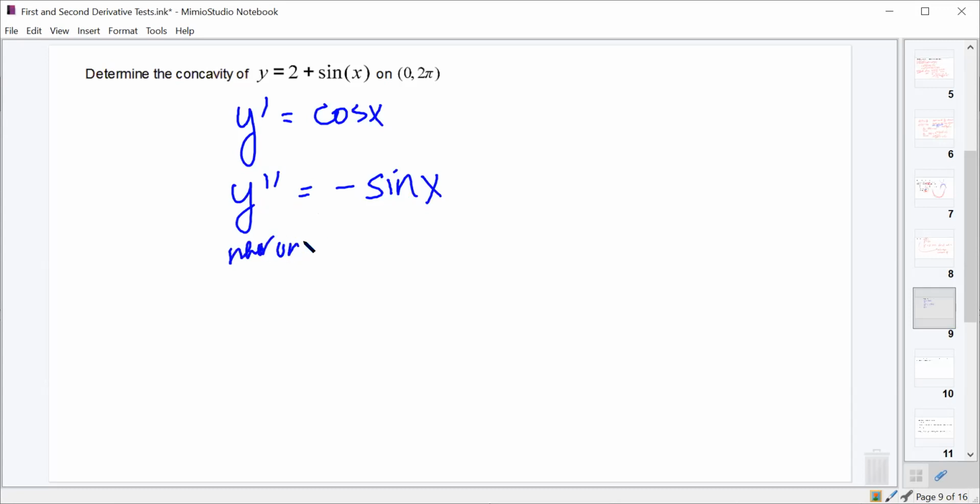No. Right, never undefined. So when does it equal 0? On the open interval from 0 to 2 pi, it equals 0 when x is what? 0 and pi. Well, I have an open interval on both sides there, so really just pi. But if that was closed, you'd be right.